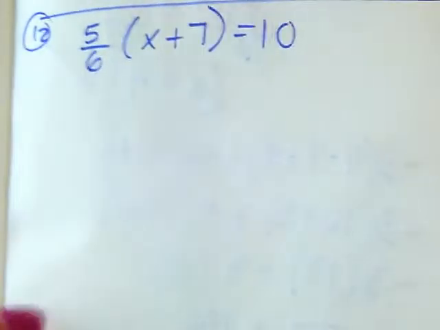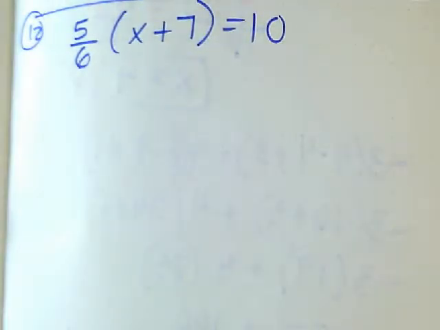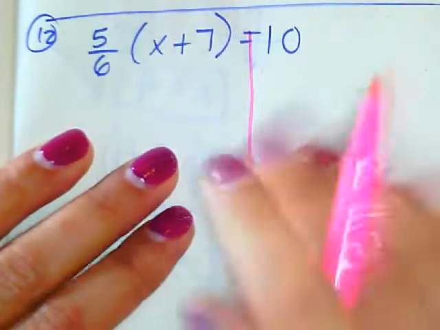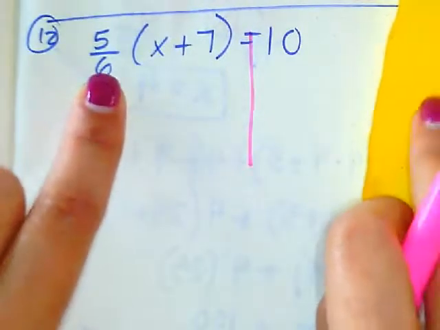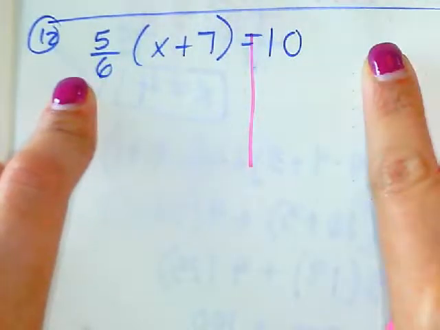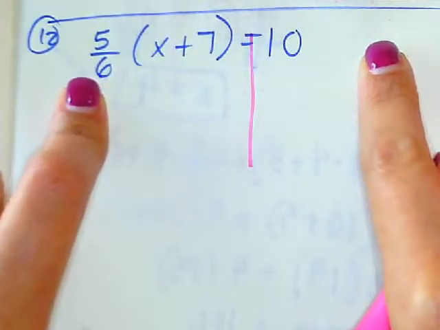Alright, students, number 12, we're almost there. The first thing you're going to do is put your line down the middle. Now here, before ignoring that side, we see a fraction. So if there's a fraction, we're going to take the whole thing into consideration.